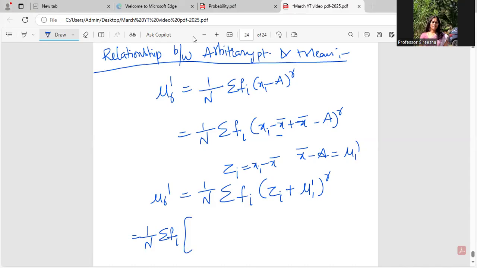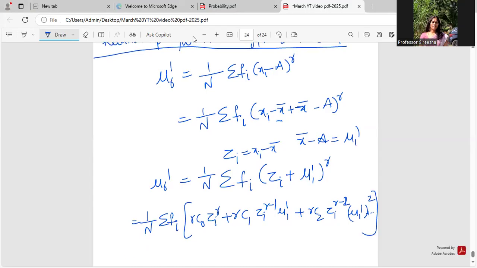So how will it be? Power r, like power n, nC0, nC1, like that we will write. It is power r. So rC0 zi power r, mu1 prime power 0, rC1 zi power r minus 1, mu1 prime power 1. rC2, I'll write one more term and then stop because you understand the rhythm, right? zi power r minus 2, mu1 prime whole square and so on. Things will go on, till rCr.